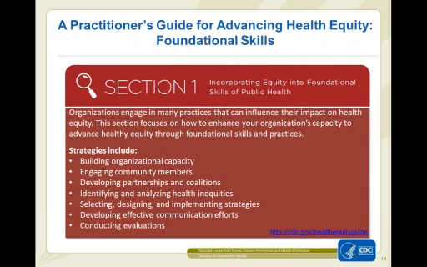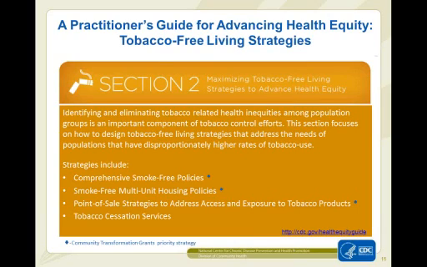Section 1 includes what we call foundational skills. These skills include strategies around building organizational capacity, engaging community members, developing partnerships and coalitions, and up to identifying or conducting the evaluation. In Section 2 of the guide, it includes 4 strategies, 3 of which are priorities for the Community Transformation Grants. Section 2 is focused on tobacco-free living strategies.